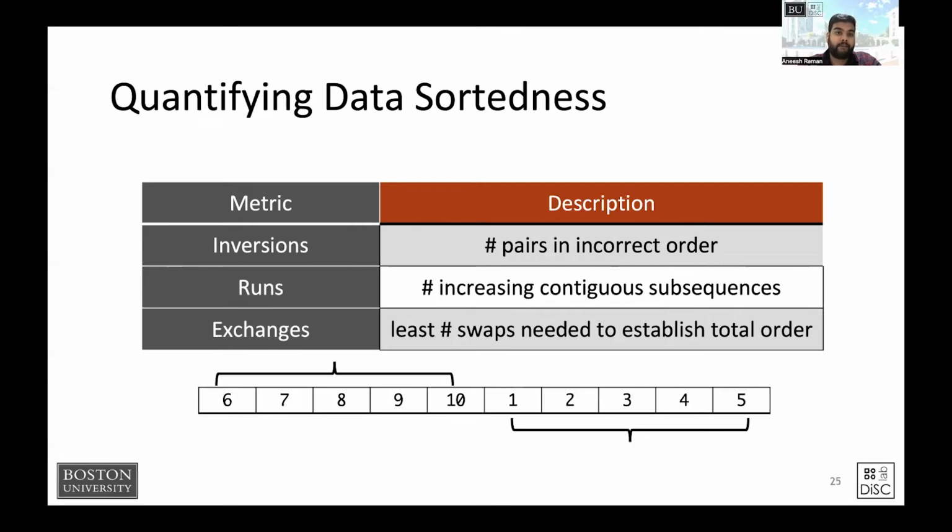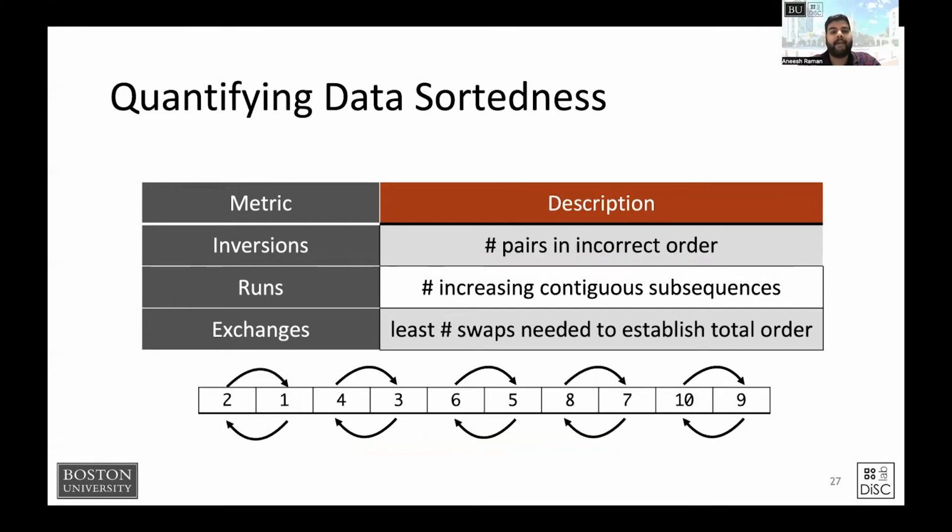Take, for example, if we have the following data collection. Here we have two increasing subsequences, but the subsequences themselves are unordered. This is a phenomenon called global disordering, and it turns out that inversions cannot handle such a scenario very well. If we have another example where every entry is swapped with its immediate neighbor, this is called local disordering. It turns out that while inversions can handle local disordering really well, runs cannot do so.